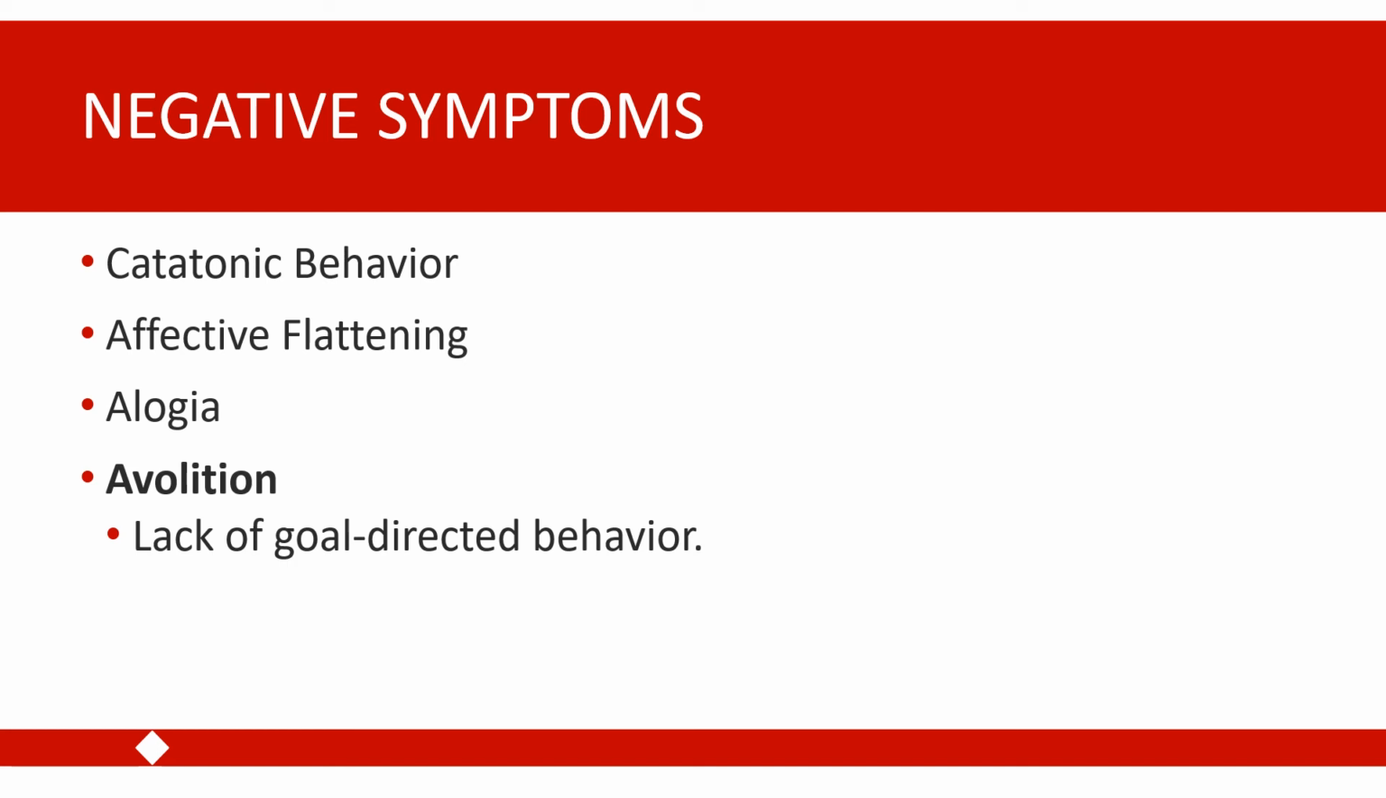In avolition, we are seeing a universal decrease in goal-directed behavior, and these can be very important fundamental behaviors, things like basic hygiene, keeping one's clothes clean, keeping one's body clean, feeding oneself, keeping oneself housed. So really seeing a decrease or an absence in goal-directed behavior that is pervasive and unusual.